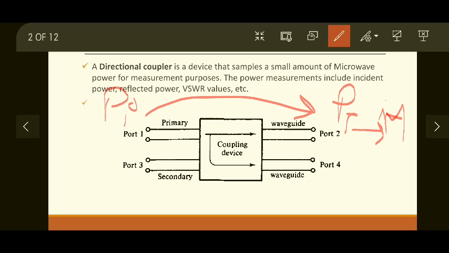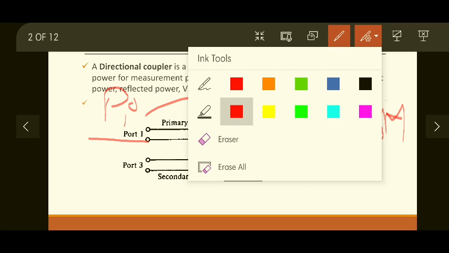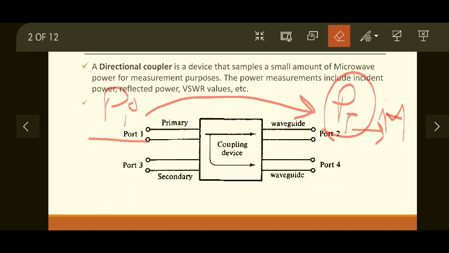But this value will be the value of PT. If I want to calculate PI, I can calculate it here, but this will be the value of PI. So what is the value of power inside the coupler during the transmission? For that, we have to attach a measurement device here.